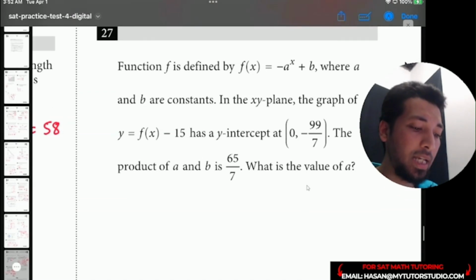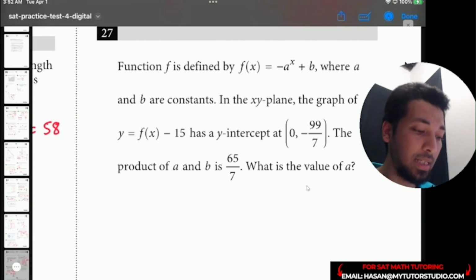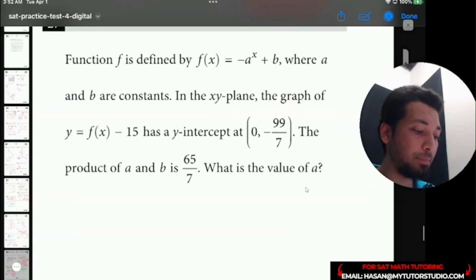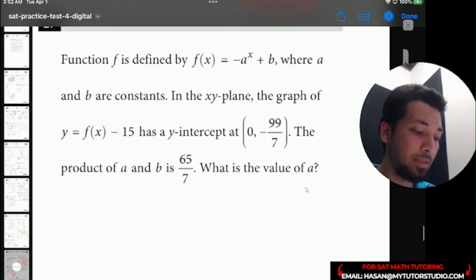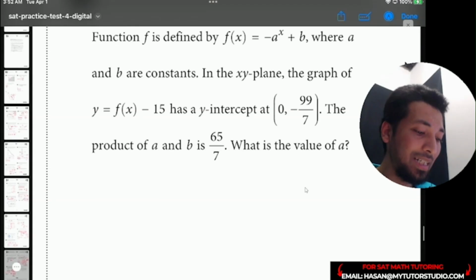Function f is defined by f of x is equal to negative a to the power of x plus b, where a and b are constants. In the xy plane, the graph of y is equal to f of x minus 15 has a y-intercept at 0, negative 99 over 7. The product of a and b is 65 over 7. What is the value of a?